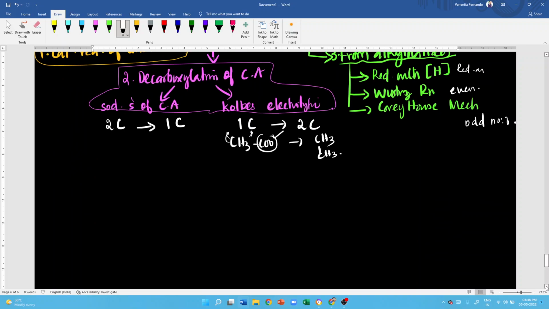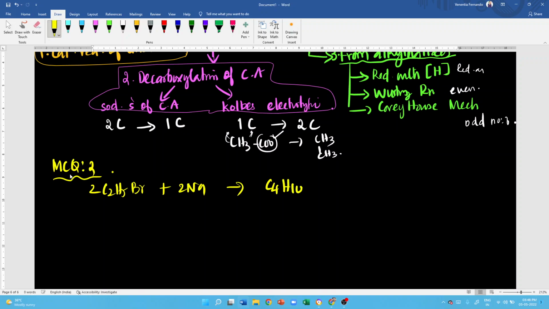Coming to MCQs. So if you go through MCQ2, the reaction is given: C2H5Br plus 2Na gives C4H10 plus 2NaBr. What is the name of this reaction?